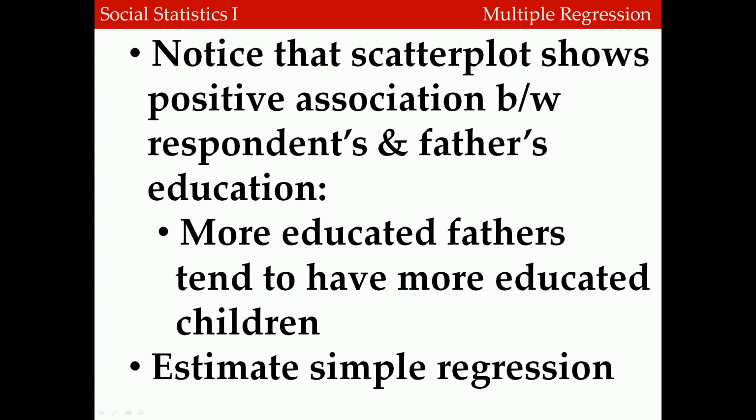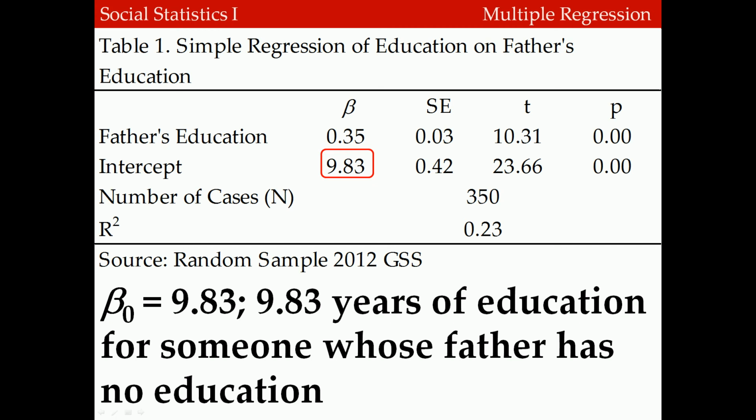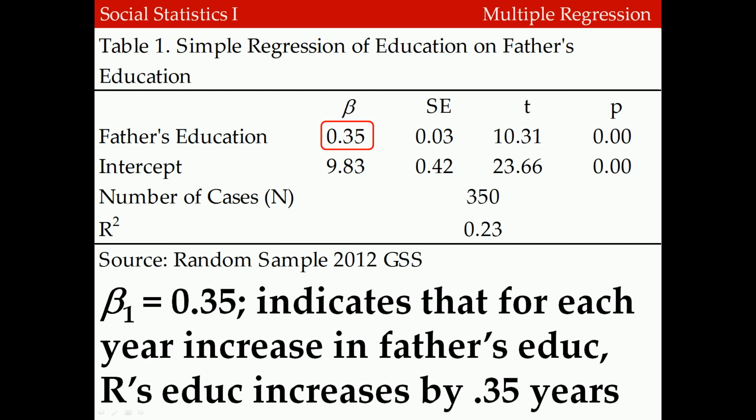So we need some kind of more systematic way to look at the relationship between father's and respondent's education. And so we can estimate the simple regression of that relationship. Table 1 here shows some of the output for regression analysis using the simple regression of education against father's education. We start with the beta coefficients, the slope and intercept effects. Here is our intercept. It tells us that the value is equal to 9.83, and it's interpreted as the predicted value of education for somebody whose father has 0 years of education. So that person is predicted to have just under 10 years of education, or 9.8 years specifically.